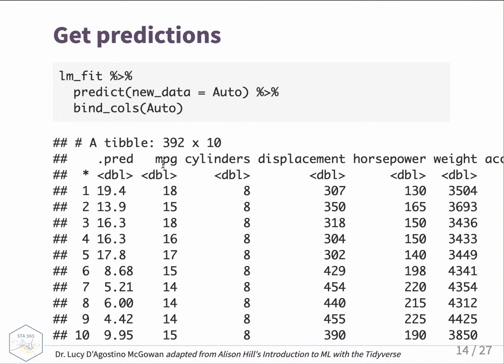So I can see here, I've got my miles per gallon, which was my y variable, and then I've got .pred, which is my predicted y variable, or my y hat variable. And so, for example, this first one, the actual miles per gallon was 18, and the predicted miles per gallon using my linear model that used horsepower was 19.4. In my second observation, my actual miles per gallon was 15, and my predicted miles per gallon from my model was 13.9. So not too bad.